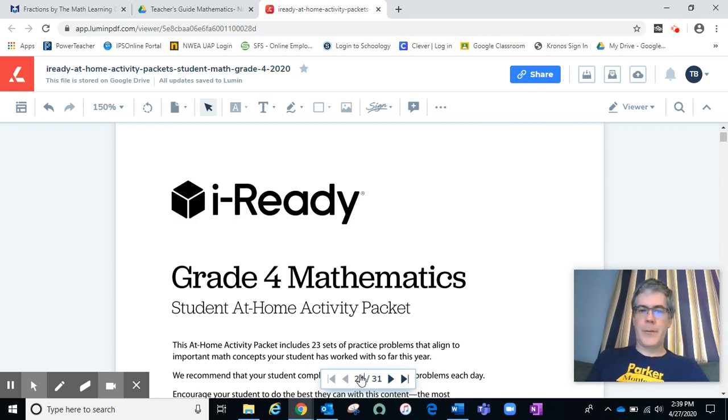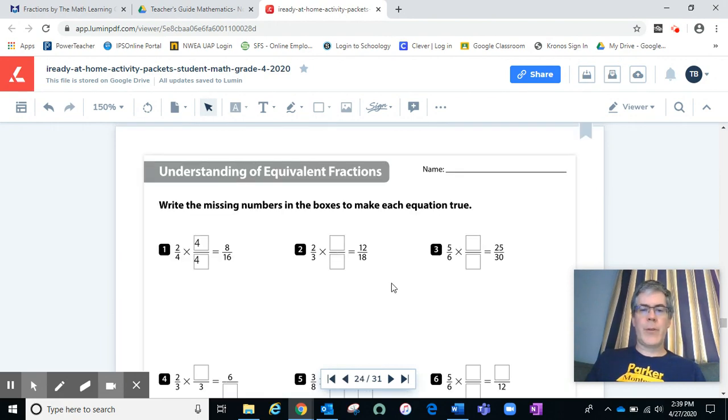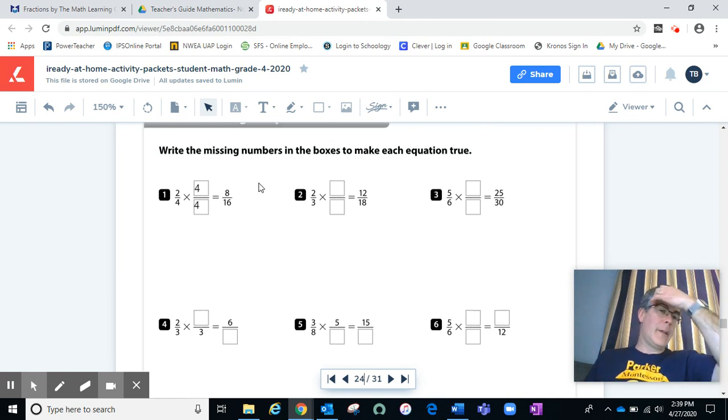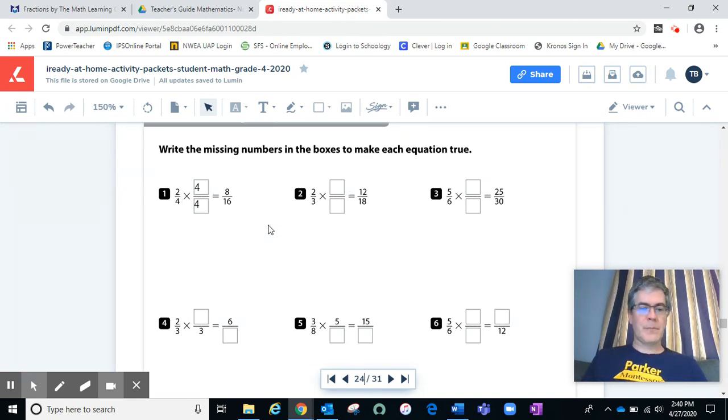We are continuing our review of iReady Grade 4 Math, page 24, Understanding Equivalent Fractions. I did a previous video on some of the basics of finding equivalent fractions, how if we multiply a fraction times another fraction that has the same numerator and denominator, we will get an equivalent fraction. And we talked about how a fraction that has the same numerator and denominator is equal to 1. So you're multiplying by 1. Any number multiplied by 1 is that number.